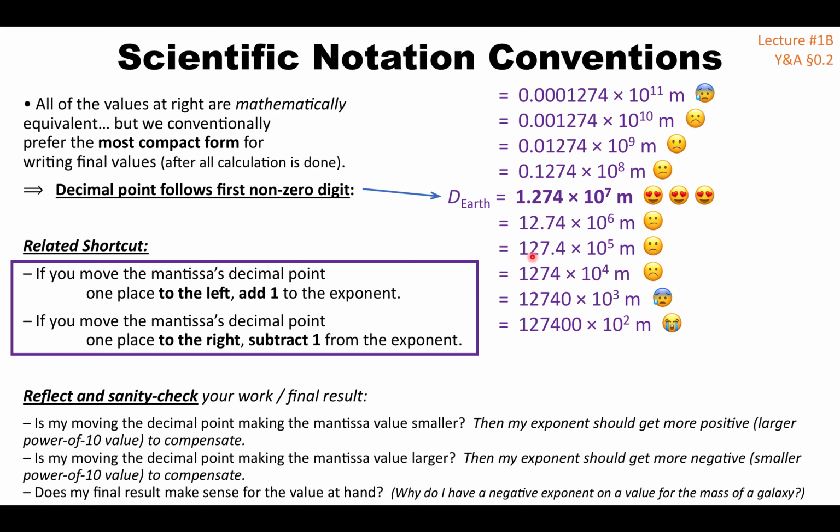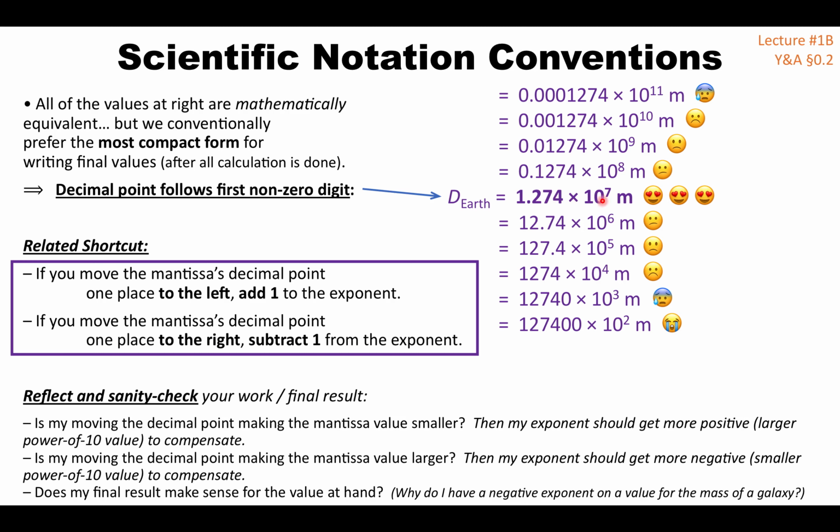When we're turning this mantissa from 127.4 into 1.274, we're trying to make this mantissa much smaller. What should then happen to the exponent to compensate for that? I need to make the exponent much bigger. And the way I do that is by adding to the exponent, right? 10 to the 7th is much bigger than 10 to the 5th. So once again, if my desire is to make the mantissa smaller to conform to my convention, then to compensate I have to make the exponential value much bigger.